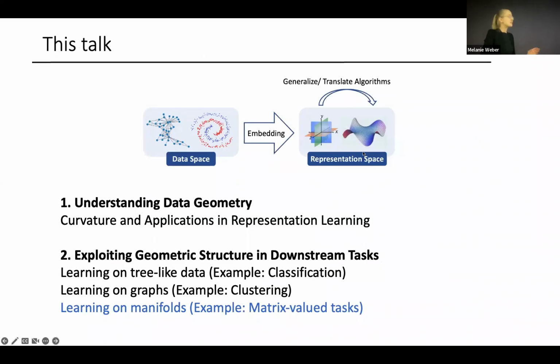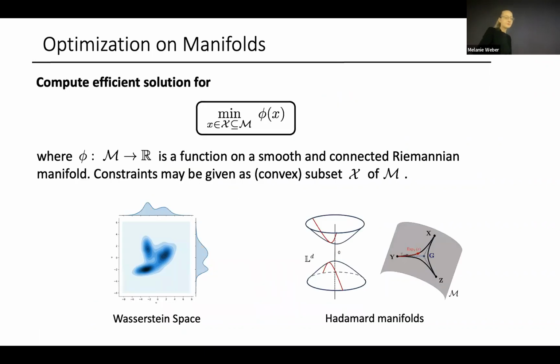Okay, and now the final example that I want to talk about actually looks at manifolds. So we've been, at least partially, in discrete spaces so far. Now we want to look at manifolds. And here mostly we look at group symmetries that arise in matrix valued tasks. So very generally, the setting is as follows.